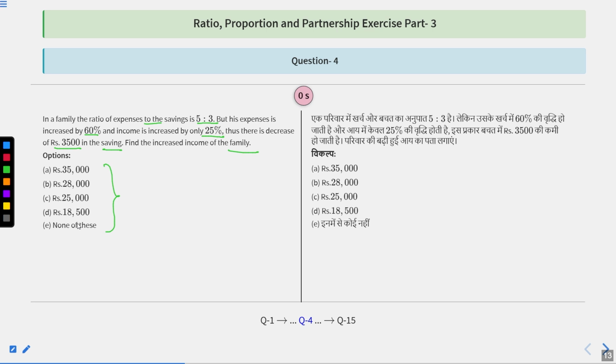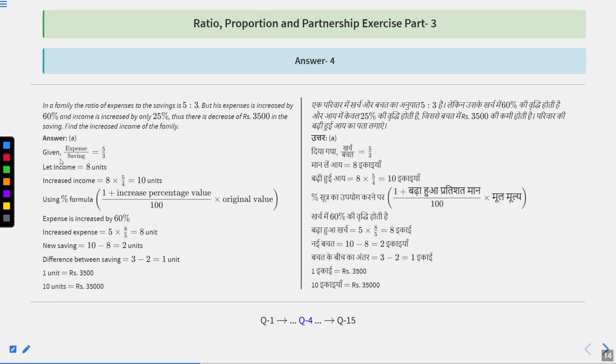Now time's up. Let's see the solution. Given that the expense upon saving ratio is 5:3, it is given in the question. Let the total income be 8 units, because income is expense plus saving. So we take 5 plus 3 equals 8 units. Increased income is 25%. So what is the fraction value of 25%? When we increase it, 1/4, so when we add it, we get 5/4. The fraction value of 125% is 5/4. So the increased income will become 10 units. Clear? We use this formula.